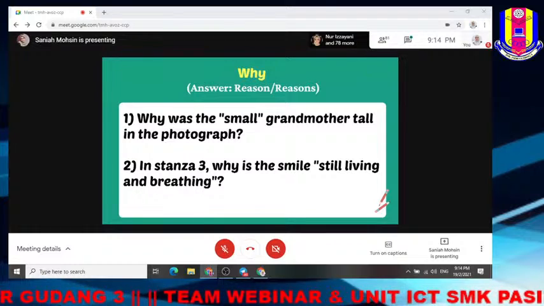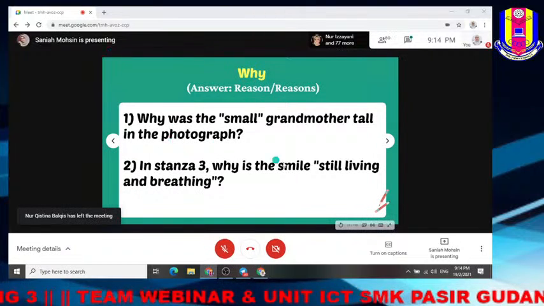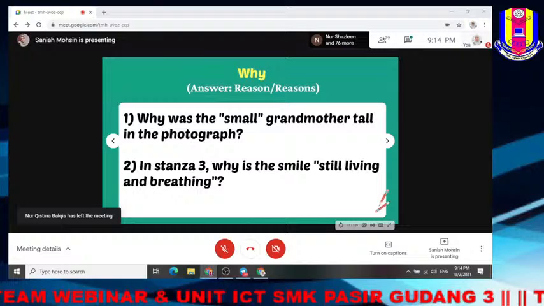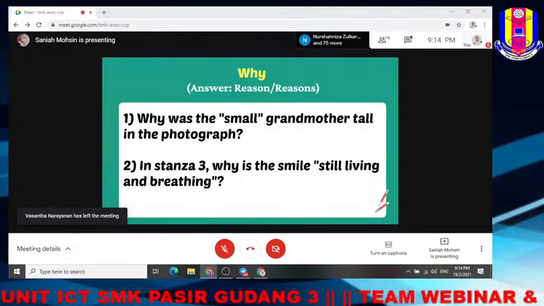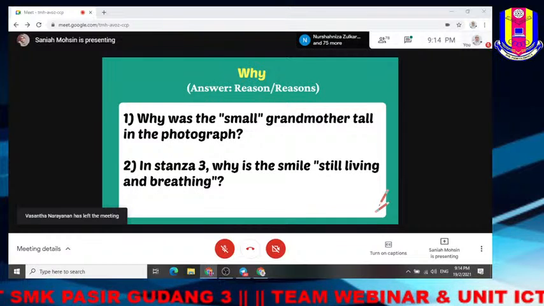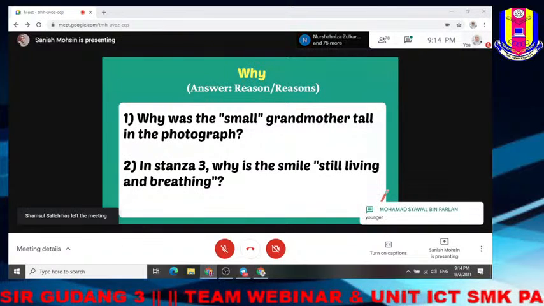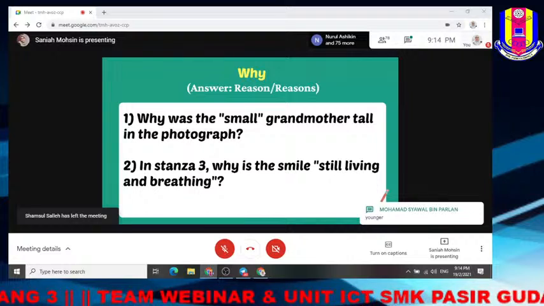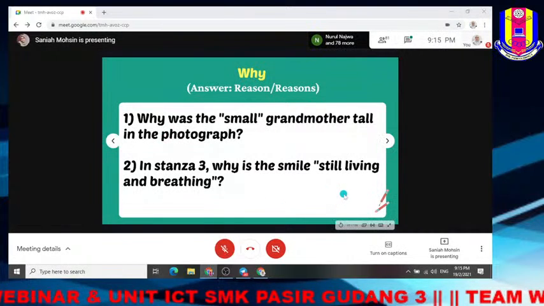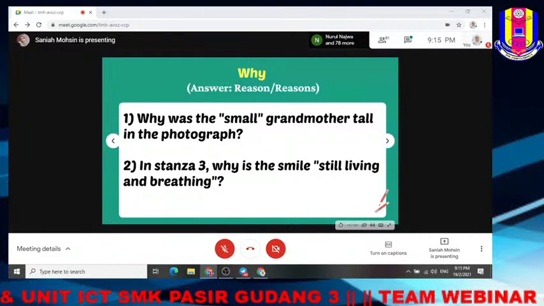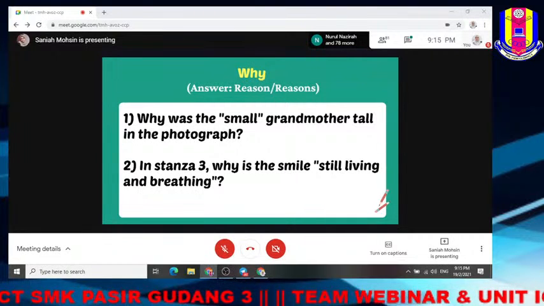Siapa boleh cuba jawab di sini? The grandmother is like small and hunched, but then in the photograph she looks really tall. Dia nampak sangat tinggi. Why do you think is the reason? Let's see. Younger, Syawal said. So when you are younger, for example, you are no longer hunched. So you nampak lebih tinggi.